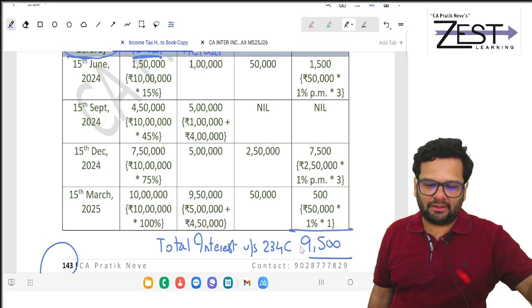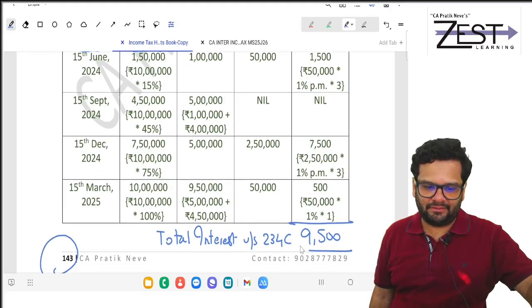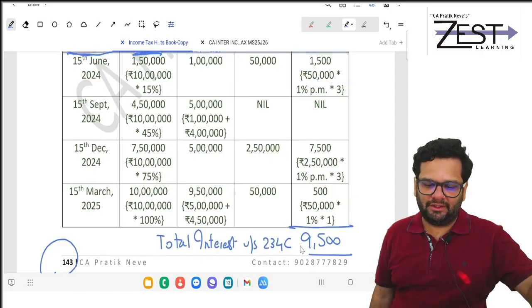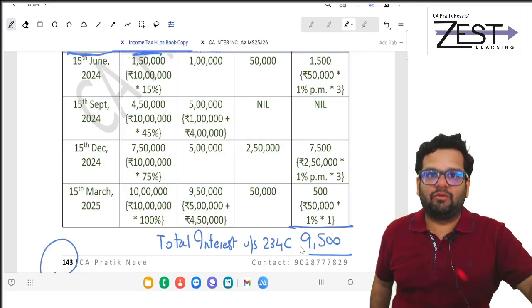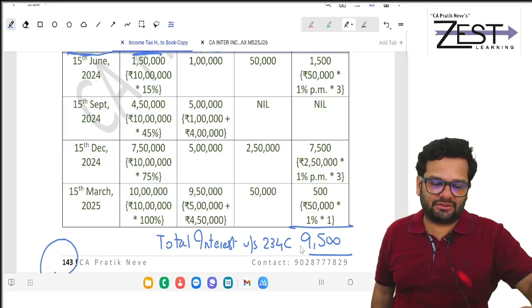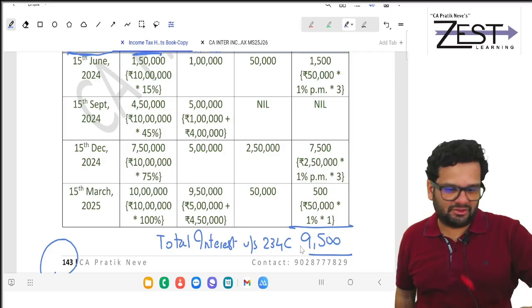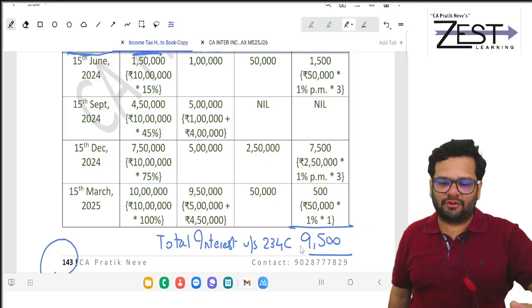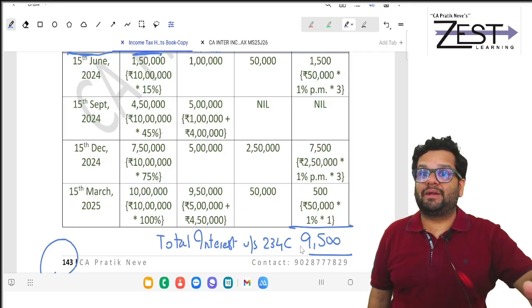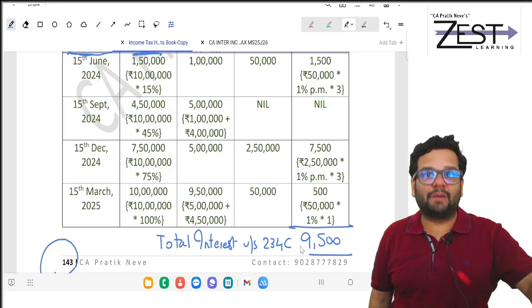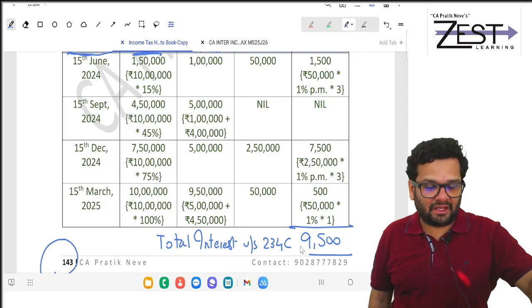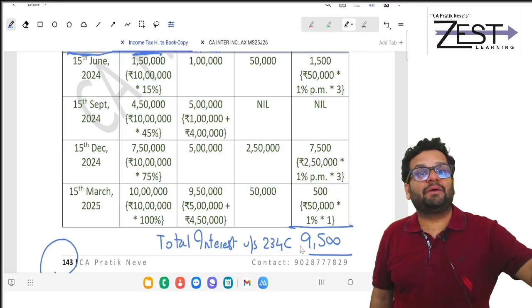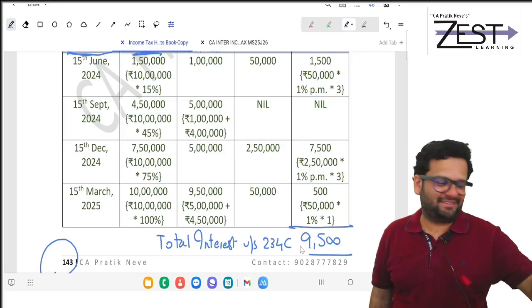Tell me once you get 9,500. That will be total interest. Why is interest payable in the first quarter? It is payable in the first quarter because you have not paid at least 12%. And why is it not payable in the second quarter? Because you have paid at least 36%.